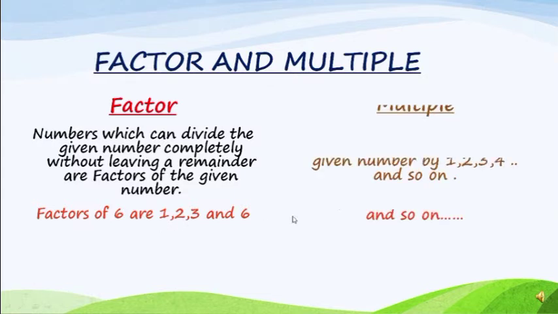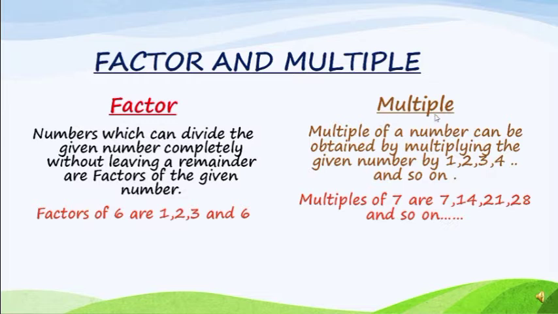So 1, 2, 3 and 6 are considered factors of 6. Now let us have a look at multiples. See, a multiple of a number can be obtained by multiplying the given number by 1, 2, 3, and so on. We have already learned that whenever I want to recall the multiples of any number, I obtain them by multiplying the given number with 1, then 2, then 3, and so on. So let us have an example.